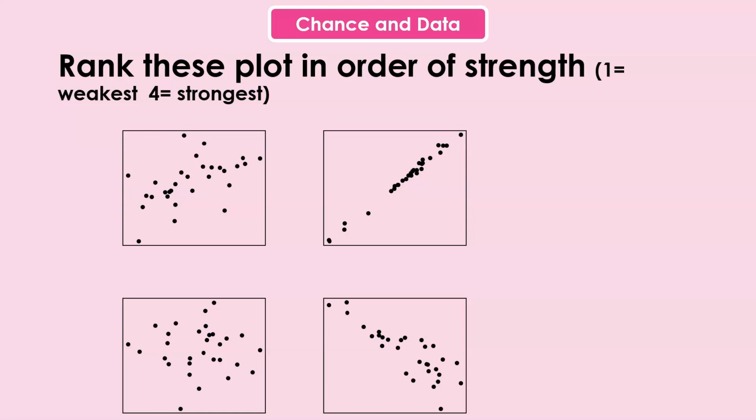So here is a task I want you to complete. If I label these A, B, C, and D, I want you to rank them in strength from strongest with 4 to weakest with 1. So pause the video, just write the numbers down and see how you get on.